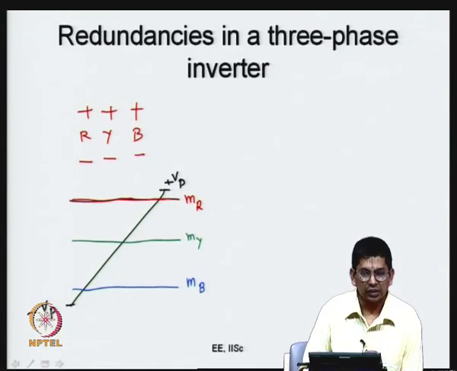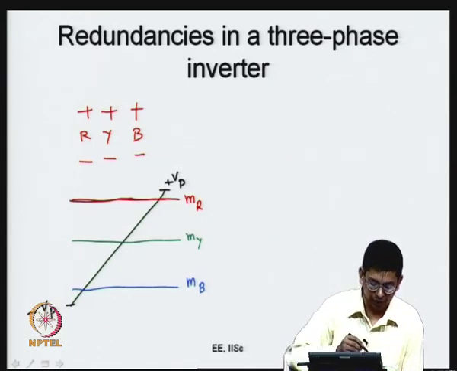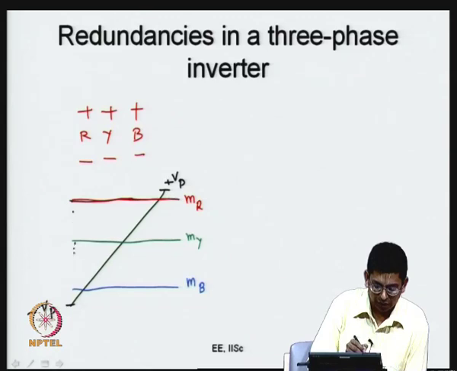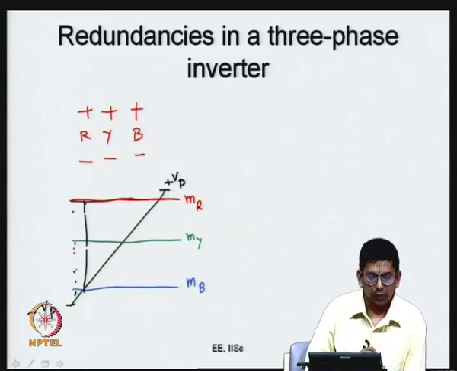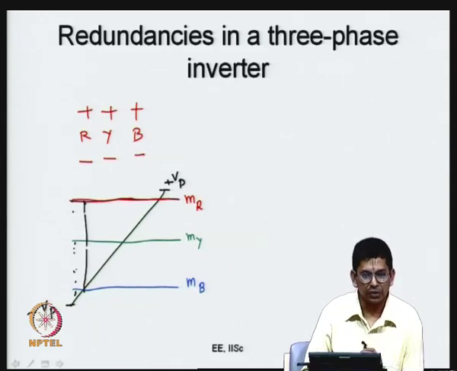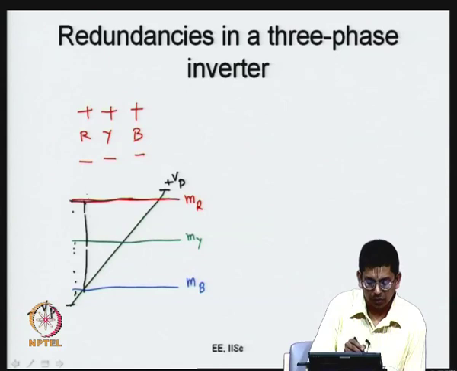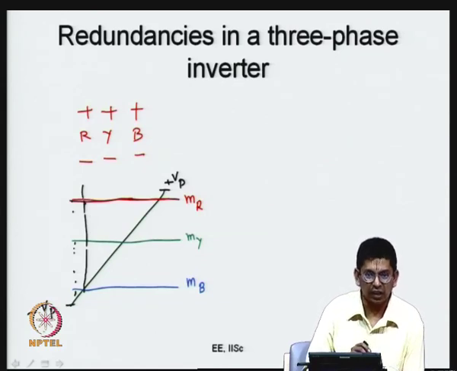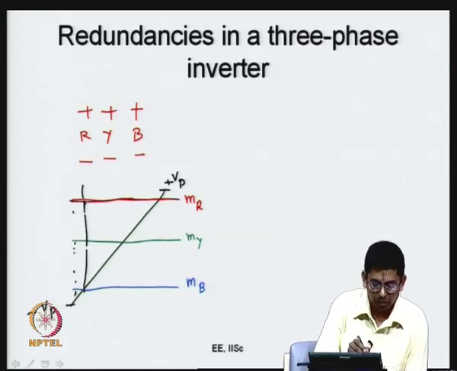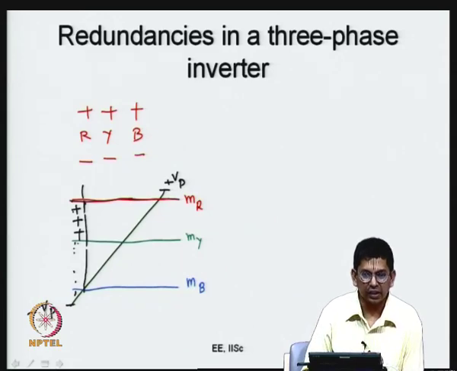Earlier you had 3 different intervals, now there are 4 different intervals. First there is an interval here, this to this. During this interval, what happens? All the 3 phases, their signals are greater than the carrier signal. Therefore, all the top devices are on. The inverter state there is plus plus plus, and the output is 0. All the 3 line to line voltages are 0.